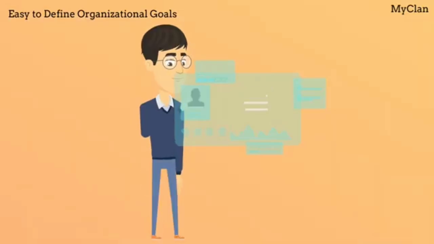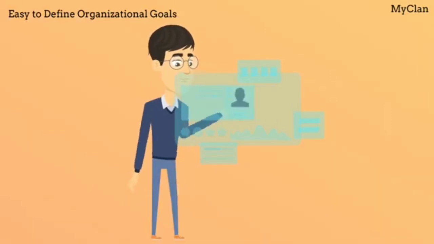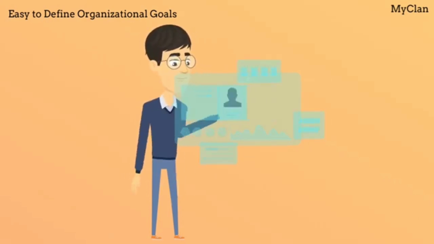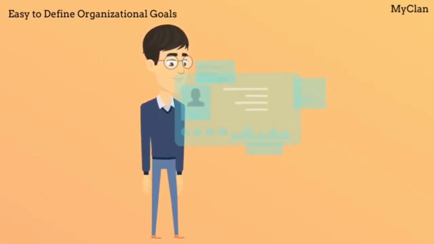Easy to define organizational goals. If an organization has a risk management plan in place, it will be possible to define concrete goals for the future. When any risk hits such an organization, the employees as well as management will have a fixed action list, and they will know what is to be done.